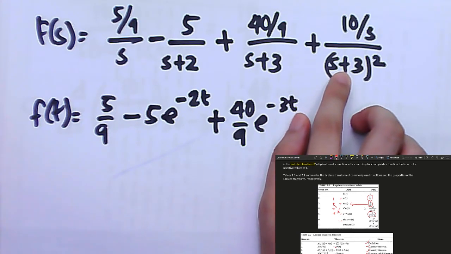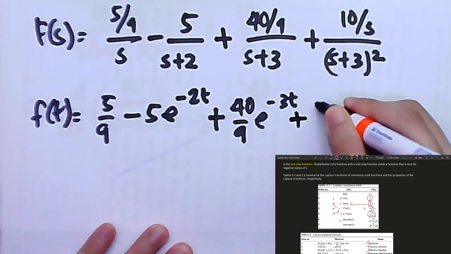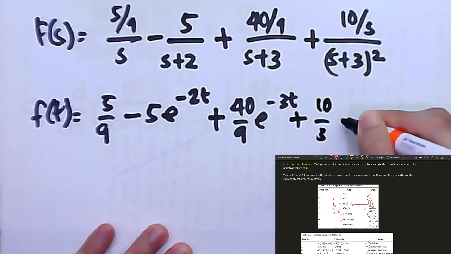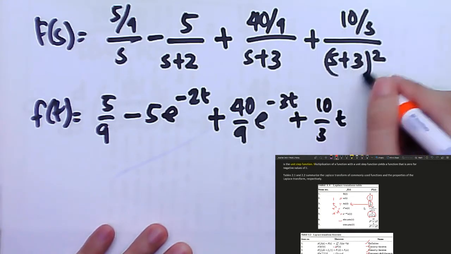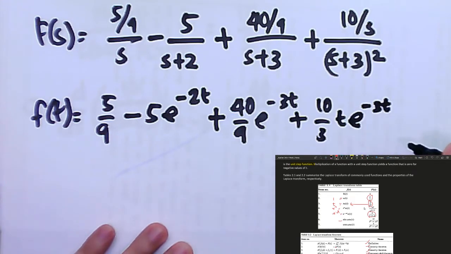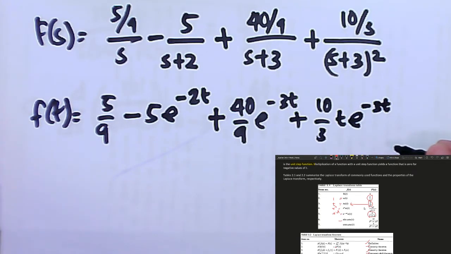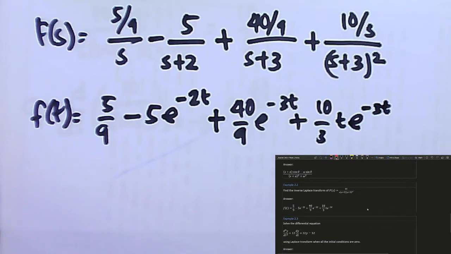Okay, so lalabas ngayon dyan, you would have plus 10 over 3 t dahil dun sa s squared. Pero dahil s plus 3 ito, you will have e raised to negative 3t para makuha mo yung complete na inverse niya. Okay, so yun yung makikita natin inverse nito.